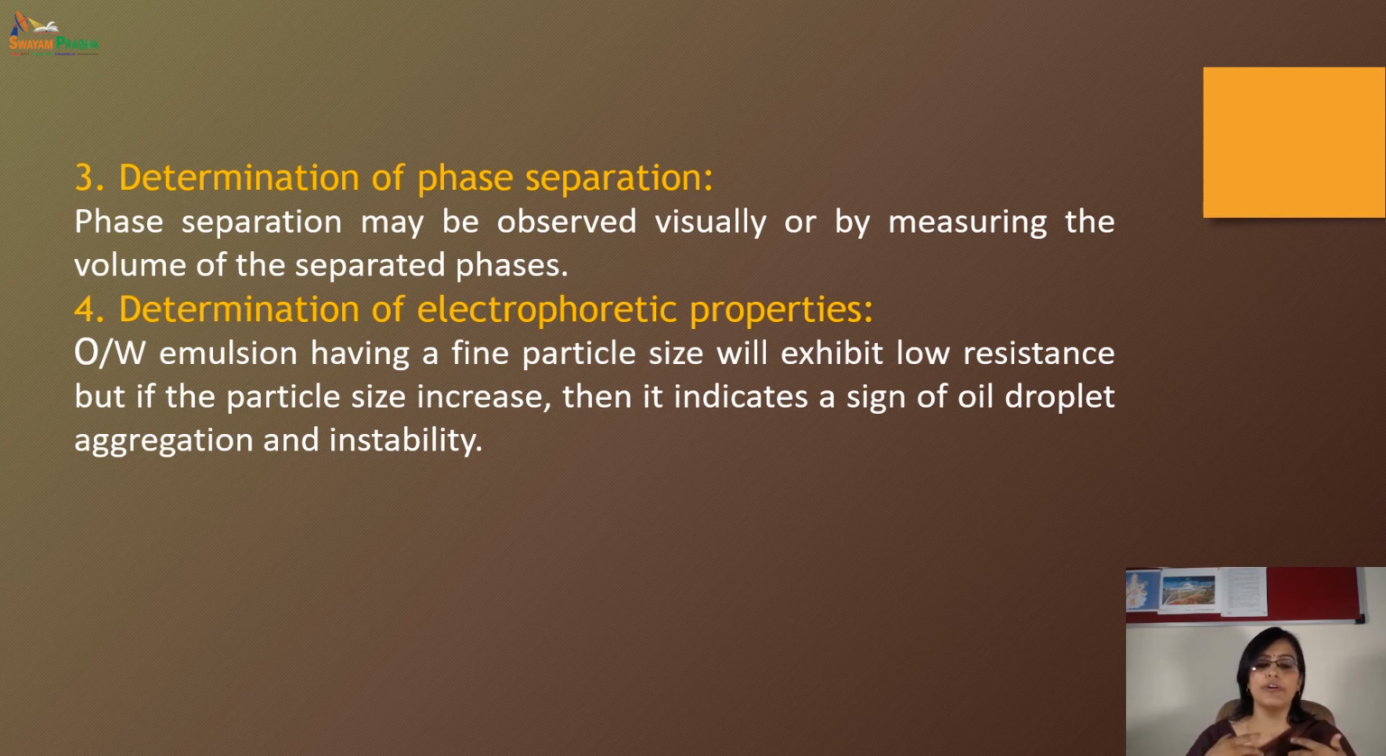Determination of electrophoretic properties. An oil in water emulsion having a fine particle size will exhibit a low resistance, but if the particle size increases, then it indicates a sign of oil droplet aggregation and instability. So this way we can determine the electrophoretic properties of an emulsion.